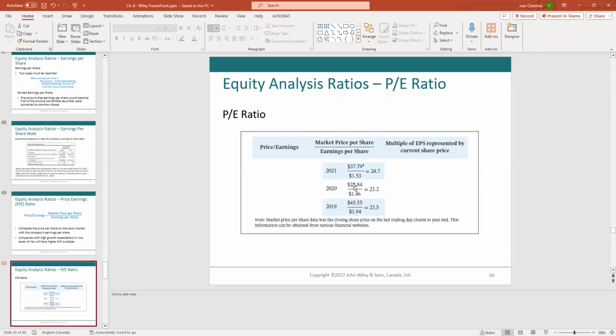Investors are very sensitive. As soon as they see a reduction in the earnings per share, they start selling the shares. When they start selling the shares, the market price goes down. After that, they saw an increase in the earnings per share, so the market price recovered a little bit, as you can see.